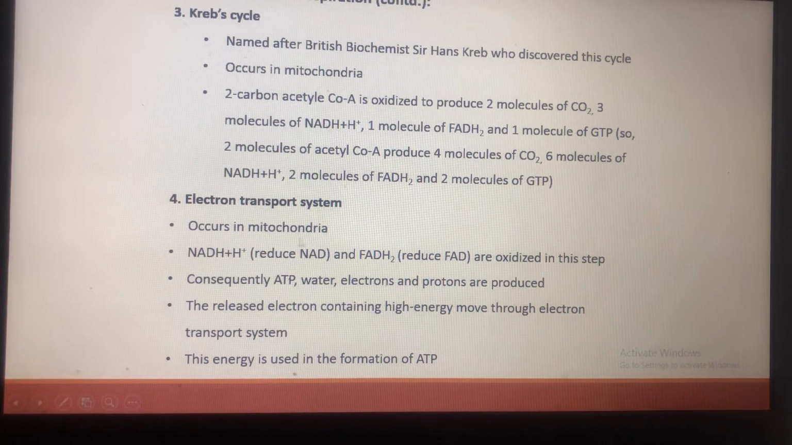So these reduced NAD and reduced FAD are oxidized during the electron transport system, and ATP, water, electrons and protons are produced. The electron released during the electron transport system contains high energy and it moves through the electron transport system, and this energy that comes from the electron is used in the formation of ATP.